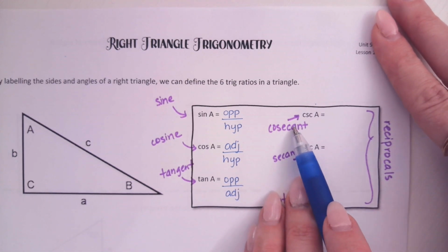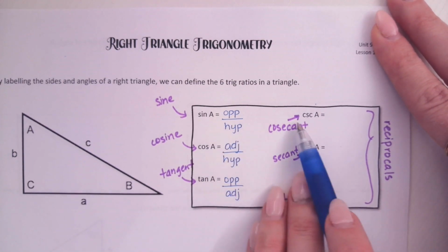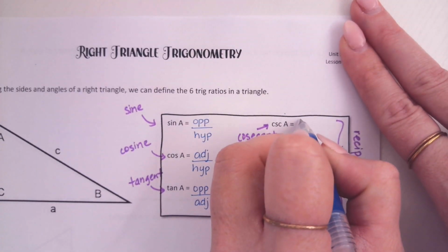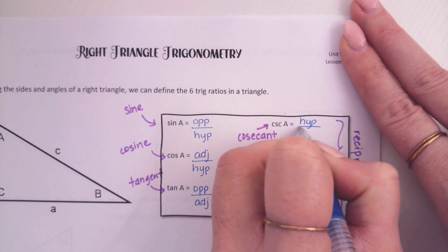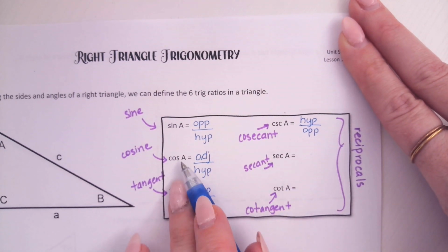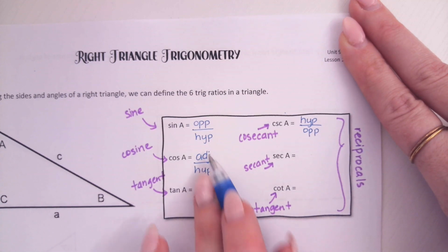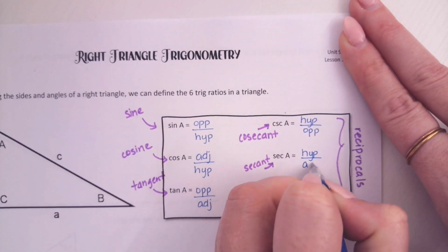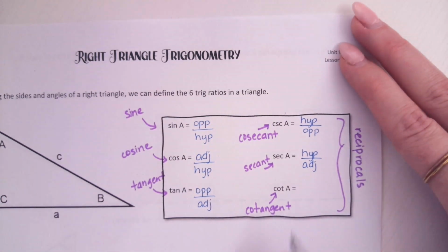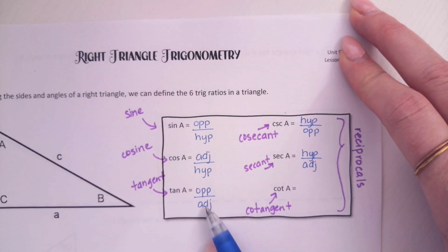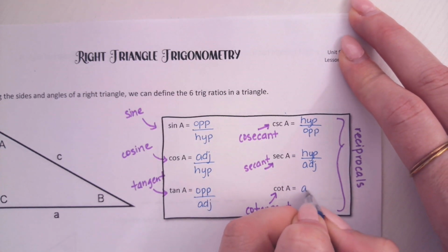Now the ones on the right-hand side are reciprocals of their mates on the left. Cosecant is the reciprocal of sine, so cosecant is just flipped over sine. So it would be hypotenuse over opposite. Secant is the reciprocal of cosine, so it would be hypotenuse over the adjacent side. And then cotangent is the reciprocal of tangent, so it would be adjacent over opposite.